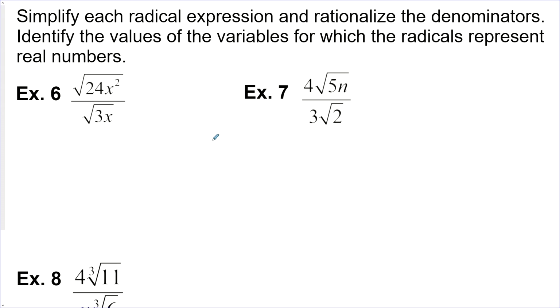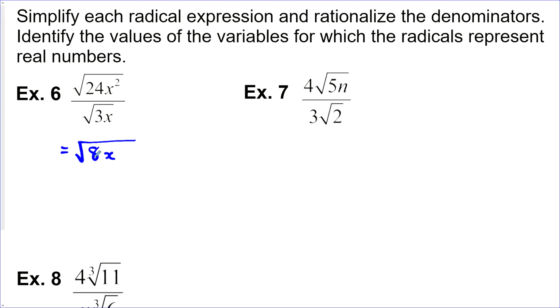For these examples, we want to simplify, we want to rationalize the denominator, and we want to record any restrictions on the variables. Example 6, let's just divide. We've got no coefficients, so we'll just divide radicands. 24 divided by 3 is 8. And x squared divided by x is just x.